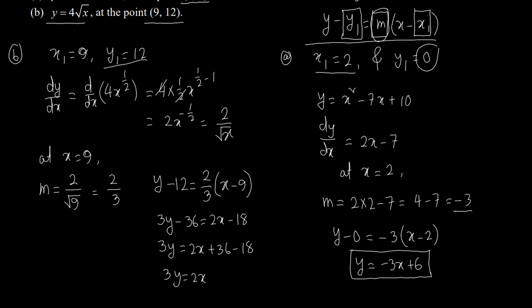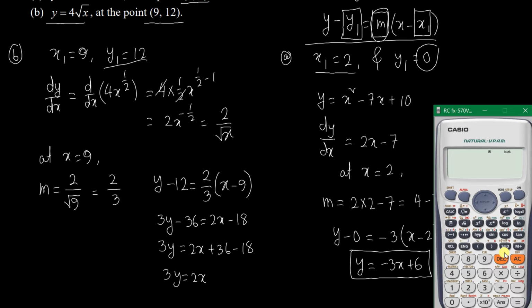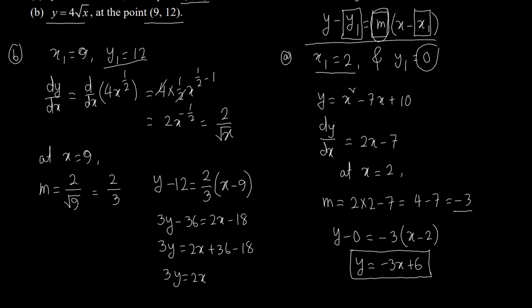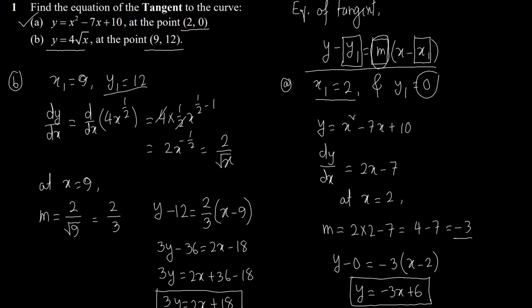and 36 minus 18. What is the value of 36 minus 18? Sometimes you can use the calculator. Let's see, 36 minus 18, the value we got is 18. Okay, 18. So let's write plus 18. Is it possible to take anything common? No. So that is our answer, the equation of tangent at that particular point.